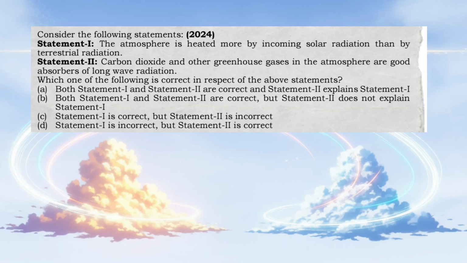Question 9, UPSC Prelims 2024. Consider the following statements. Statement 1, the atmosphere is heated more by incoming solar radiation than by terrestrial radiation. Statement 2, carbon dioxide and other greenhouse gases in the atmosphere are good absorbers of long-wave radiation. Which one is correct? Option A, both correct and 2 explains 1. Option B, both correct but 2 does not explain 1. Option C, 1 correct but 2 incorrect. Option D, 1 incorrect but 2 correct. Pause 5 seconds.